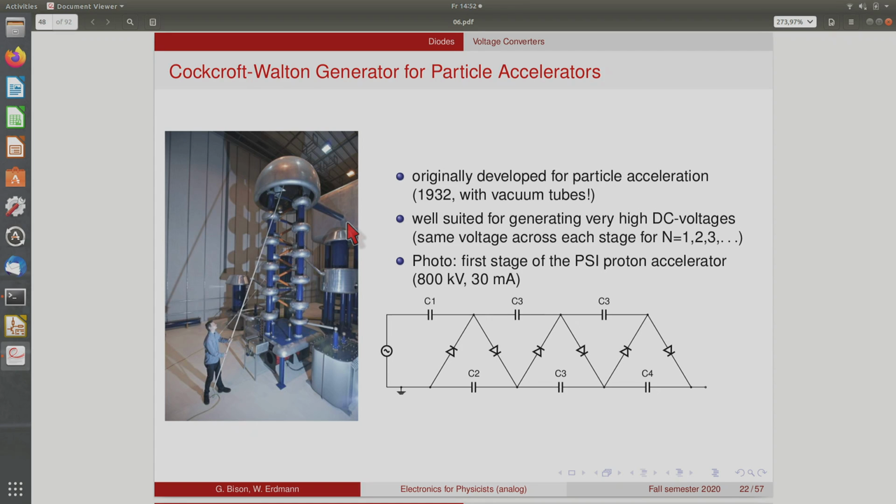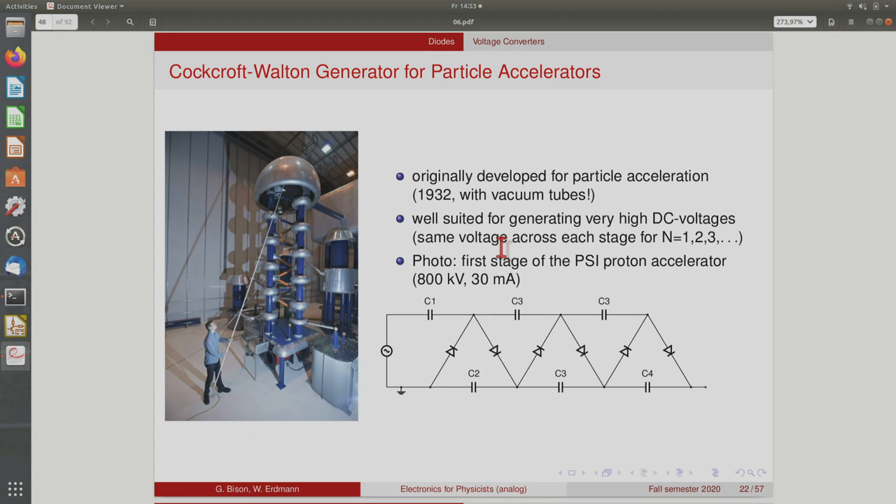And these are very well suited for generating extremely high DC voltages, because across each stage you only have the same voltage. You don't have the full voltage across any component in this circuit. Every block only sees one step of this voltage shifting, and the full voltage never appears except at the output, between the output and the input. So this is very suitable for making these things, and it is therefore usually the last stage for making high voltages for particle accelerators, for instance.